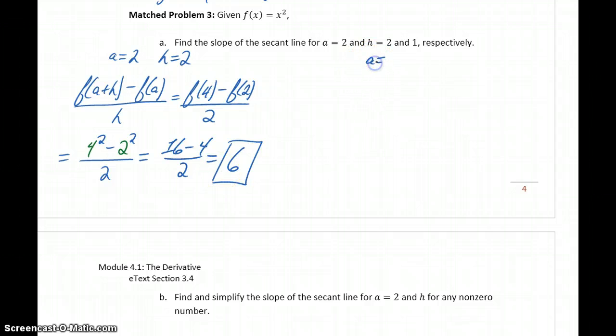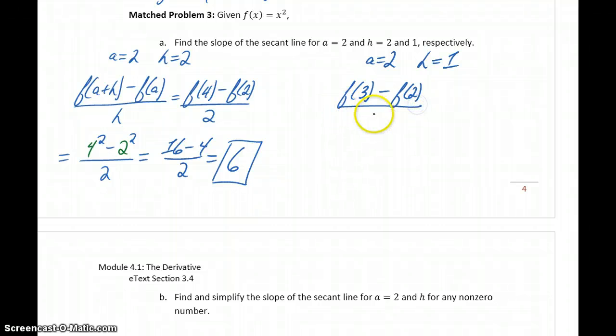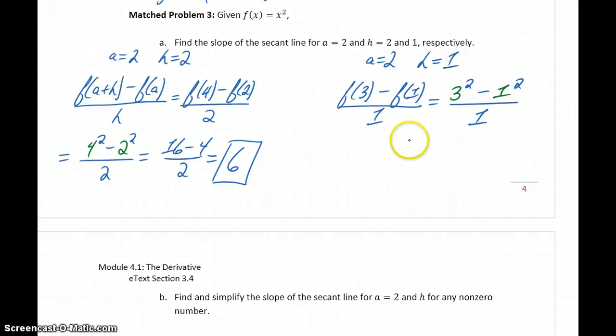So now we can consider when a equals 2 and h equals 1. Similarly here we'll have f of 3, since that's a plus h, minus f of a, which is f of 2, all over h, which is 1. So we're still substituting each value for x into the function x squared. So we get 3 squared minus, and I apologize, I keep mixing up these numbers, f of 2, meaning here we're going to be subtracting 2 squared, divided by 1, is going to give us 9 minus 4, which is 5.